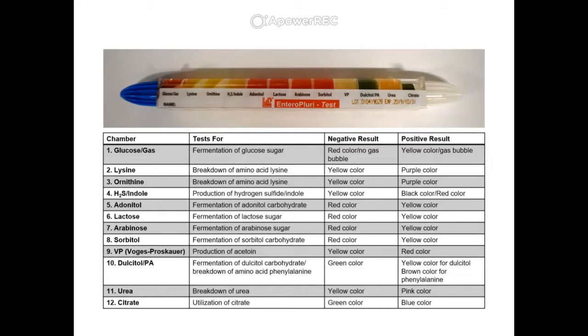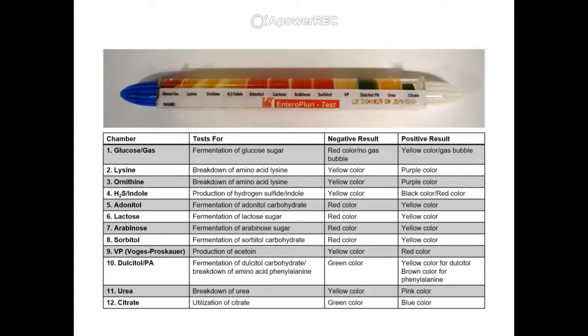So here we have a list of the different tests that this Enterotube Pluri test tube will conduct. There are 12 different chambers and about 14 different tests that it will look at. The first one we can see is glucose and gas. So this tests the fermentation of glucose. If the fermentation of glucose occurs, then you will get a red to yellow color change. And if in the process it produces gas, you will have a gas bubble present.